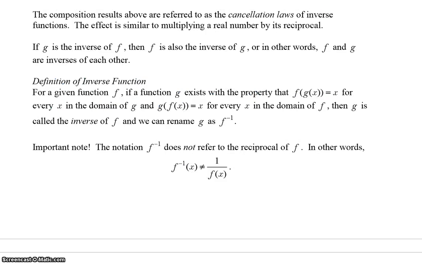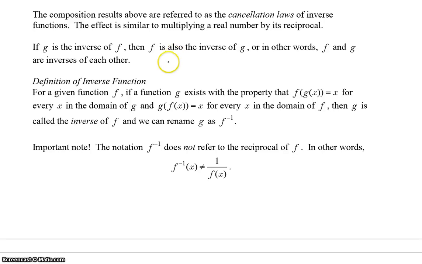Furthermore, we may say that if g is the inverse of f, then f is also the inverse of g. That is, f and g are inverses of each other. So if two functions are inverses, we don't necessarily have to treat one as the function and one as the inverse. It's really just a matter of notation more than anything else.